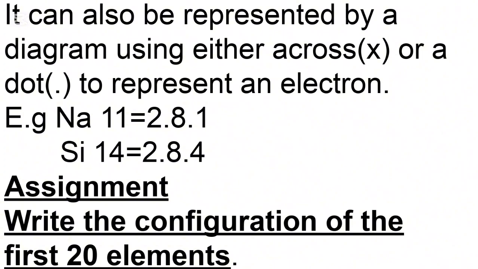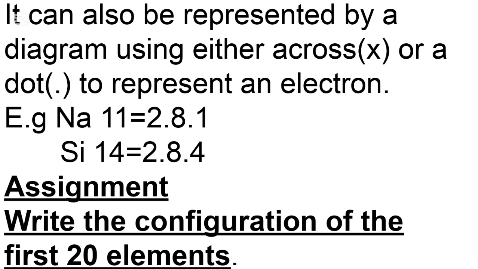An electron can be represented in a diagram using either a cross or a dot. For example, sodium with 11 electrons can be arranged around the nucleus in the 3 energy levels, with the first one having 2 electrons, followed by 8 electrons, then 1 in the third energy level. Silicon with 14 electrons will have 2 in the innermost energy level, followed by 8 in the second energy level and 4 in the third energy level.